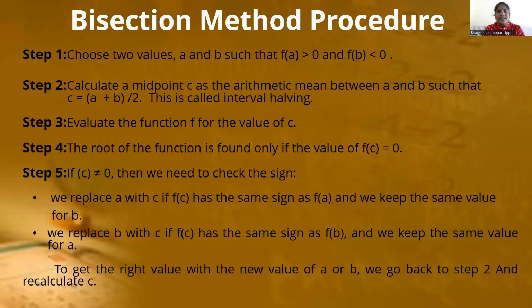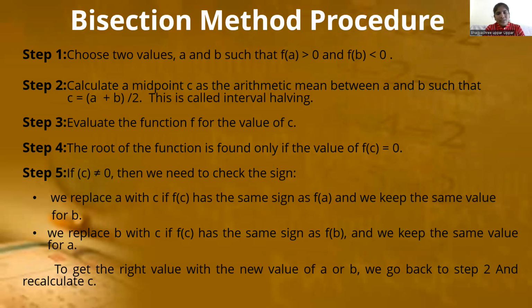Now let us see the bisection method procedure. Step 1. Choose two values a and b such that f(a) is greater than 0 and f(b) is less than 0. Step 2. Calculate a midpoint c as the arithmetic mean between a and b, such that c equals (a plus b) divided by 2. This is called interval halving.